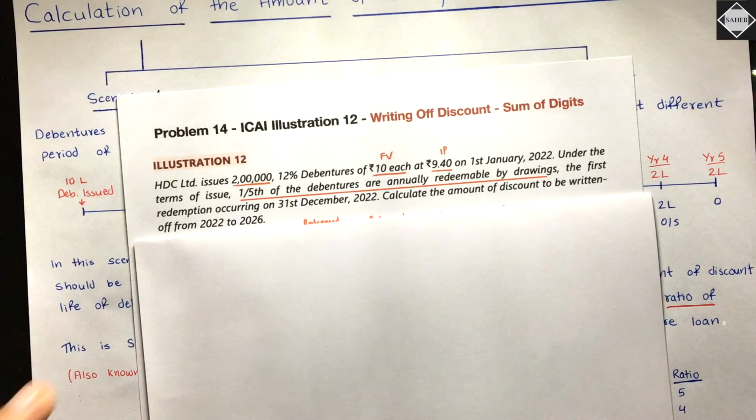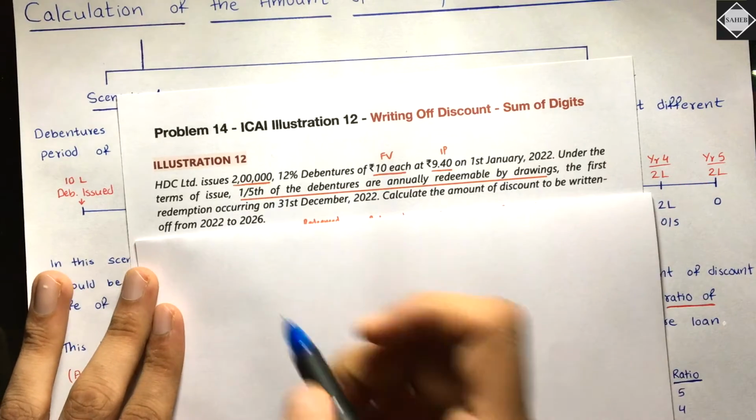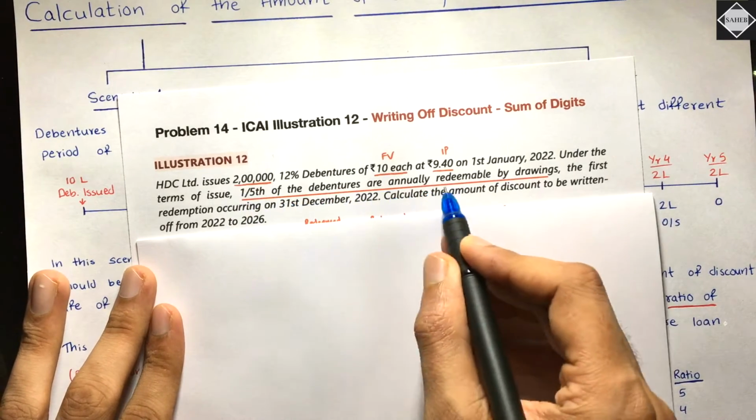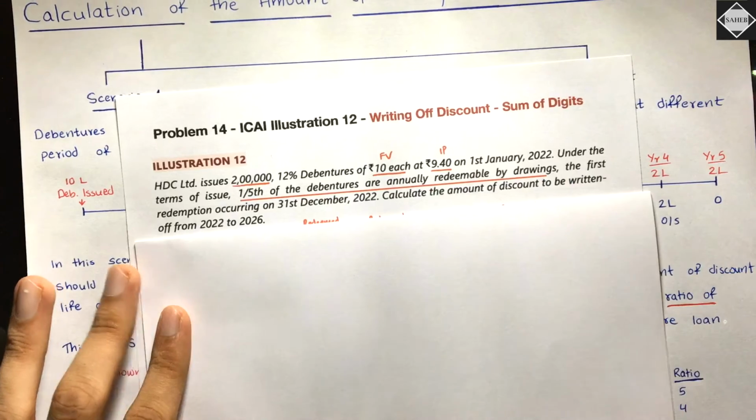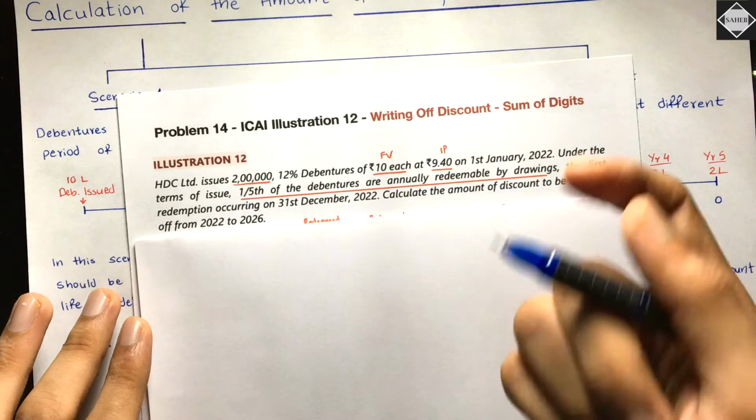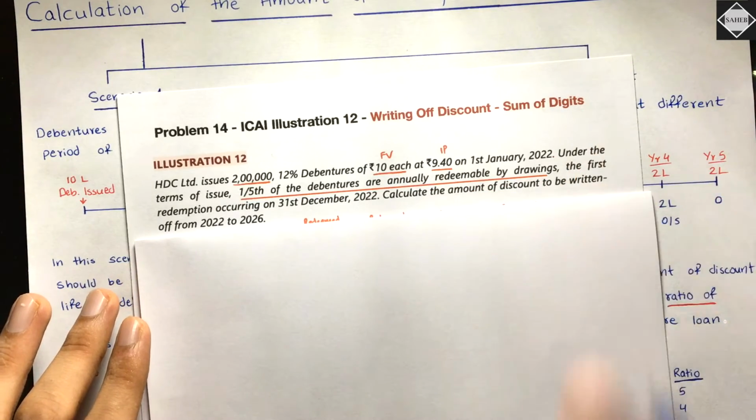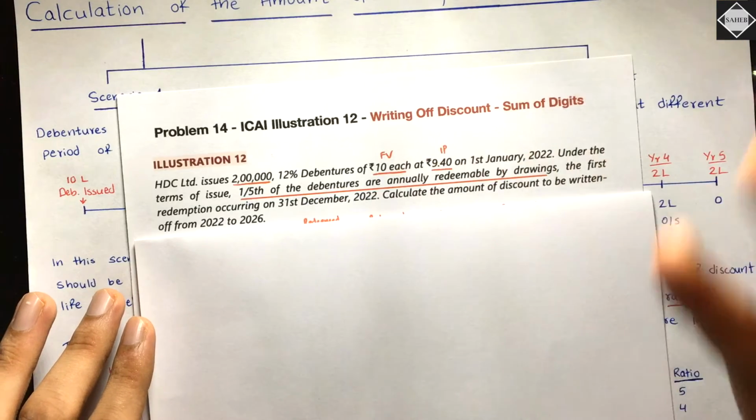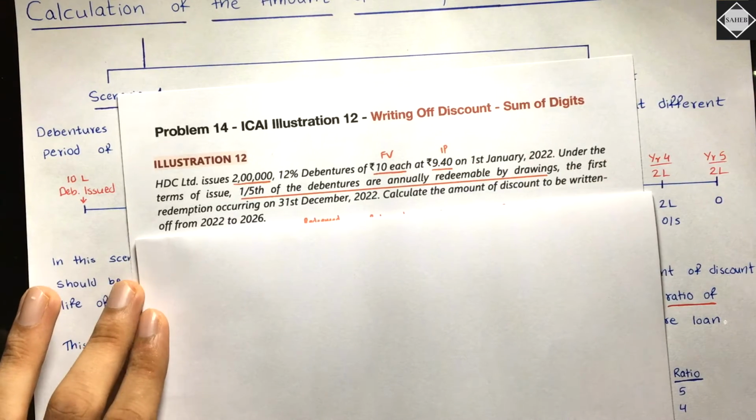Understand? I'm not talking about the discount. I'm talking about the redemption. 1/5 of the debentures are annually redeemable by drawings. By drawings means they will take out chits, and whoever's name comes, they will redeem those debentures. That's the thing. Okay, fine.